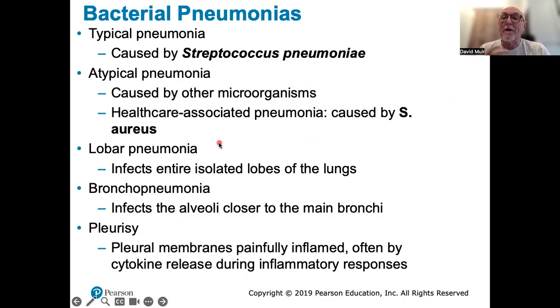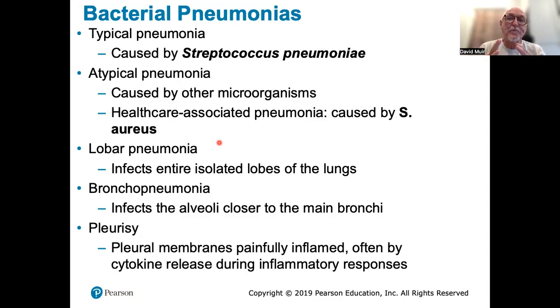The lung is divided into lobes. When pneumonia only infects a particular lobe, that is called lobar pneumonia. But it can actually infect several of the lobes of the lung. Bronchopneumonia is infection of the lung which begins to involve inflammation of the main bronchi as well. There is an associated condition called pleurisy, and this is an inflammation of the pleural membranes which surround the lungs, the double layer pleural membranes.